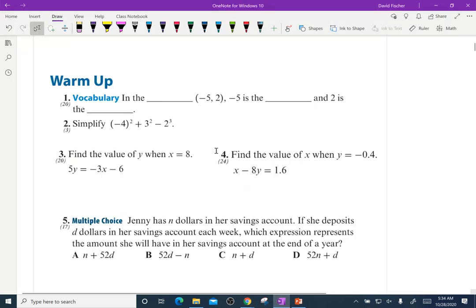Hey, good morning. We're starting kind of a new section here. From now until Christmas, we're going to be working with linear equations, which linear just means a straight line. So you definitely need a ruler. Calculator every day always helps as well.